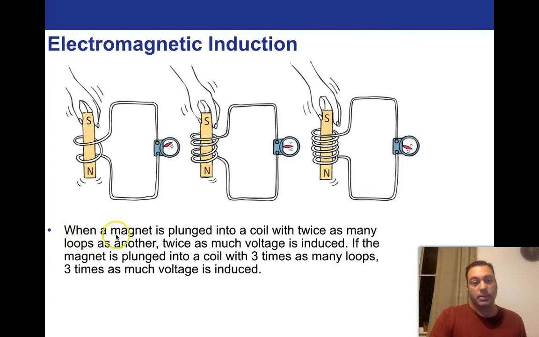When you take a magnet and you plunge it into a coil with twice as many loops as another, twice as much voltage is also induced. So here we see we plunge this magnet in there, we read the voltage, but with twice as many loops, or even more than that, the voltage actually increases commensurately. If the magnet is plunged into a coil with 3 times as many loops, 3 times as much voltage is produced. So you get the idea. It's proportionate. The actual voltage number, the mathematics can be a little complicated, but it triples if you triple the number of loops, all other things being equal.